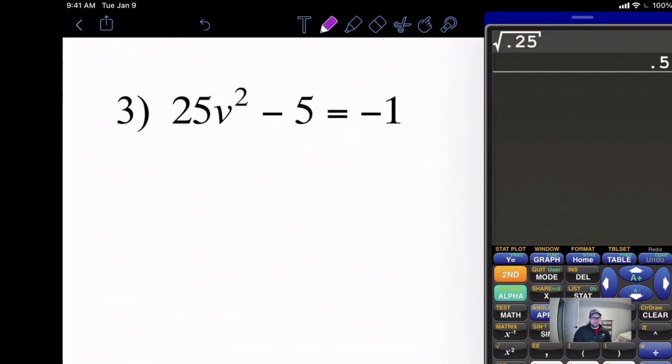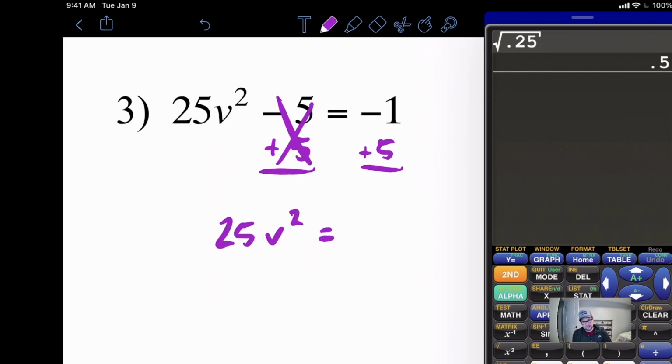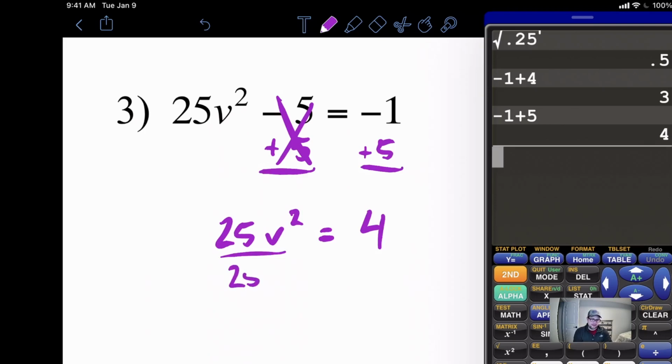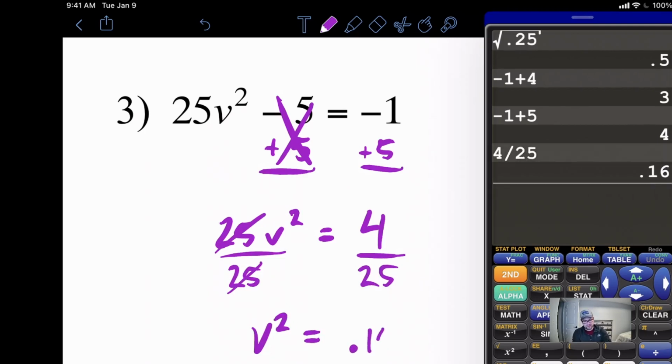So here's another problem for us. First thing we want to do, let's get rid of that minus 5. The way you undo minusing is you add. So we're going to add 5 to both sides. 25v squared is equal to negative 1 plus 5. You can always use a calculator if you need it. I typed that in wrong. Negative 1 plus 5 is positive 4. Now, we're going to divide by 25 on both sides. I'm going to be left with v squared is equal to 4 divided by 25, which is 0.16.